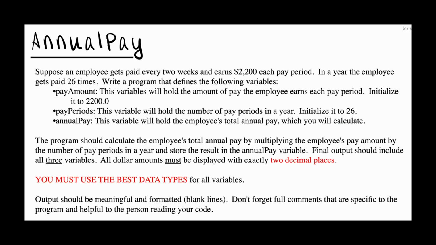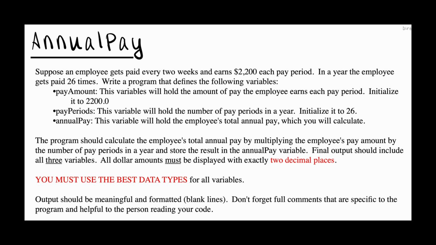In annual pay, suppose an employee gets paid every 2 weeks and earns $2,200 each pay period. In a year, the employee gets paid 26 times. Write a program that defines the following variables: pay amount. This variable holds the amount of pay the employee earns each pay period, so you're going to initialize it to $2,200. Pay periods. This variable holds the number of pay periods in a year, so it will be initialized to 26.